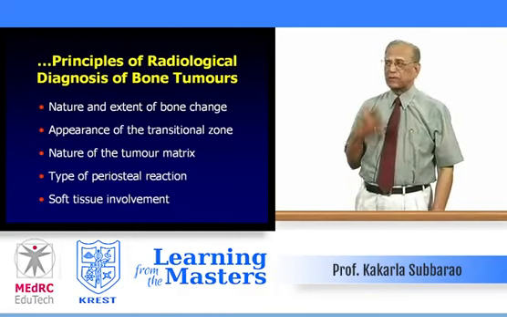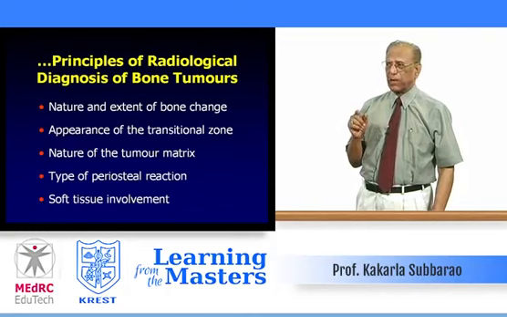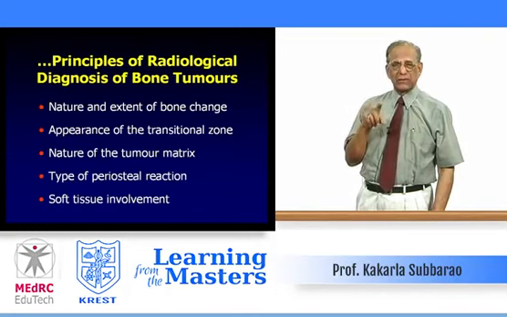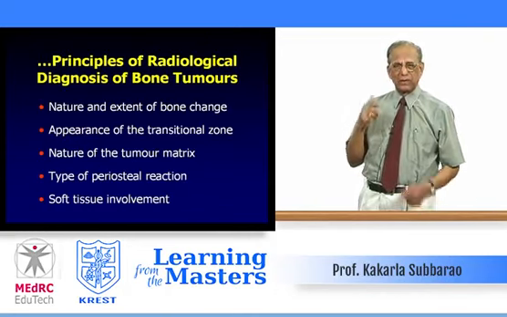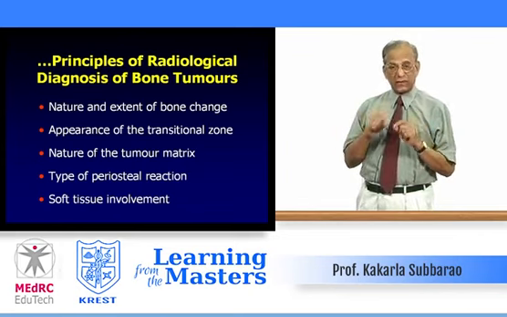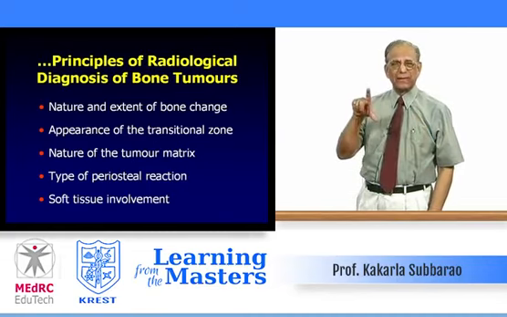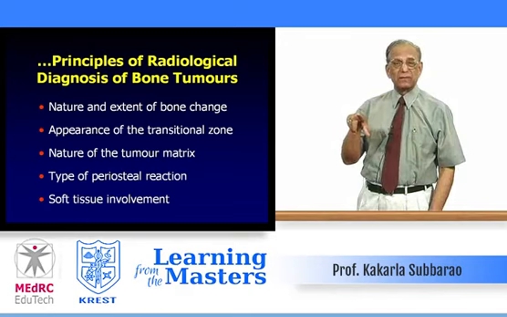And nature and extent of bone change. Is it aggressive? Is it ballooning the bone? Is there a lot of periosteal reaction? So the aggressive or benign nature should be noted in the radiograph. Appearance of the transition zone. The transition zone is the zone of transition between the normal and the abnormal. If it is thin, occasionally sclerotic, you definitely think of a benign lesion. If it is wide, you think of an aggressive benign lesion or a malignant lesion.